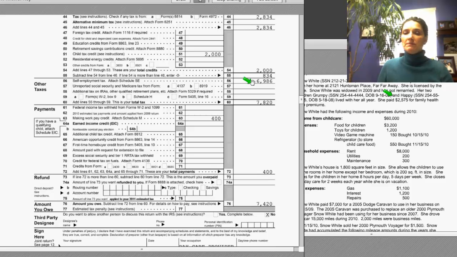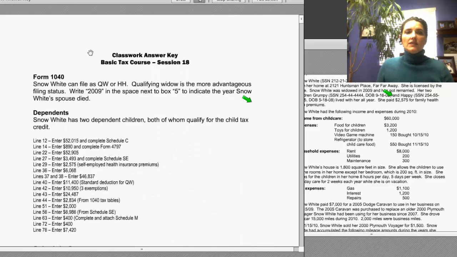And this is why self-employed people are supposed to pay estimated taxes throughout the year. And there's a good number of self-employed people who understand this and are very diligent getting those estimated quarterly payments out. But it's just as common for me to see self-employed people make no effort to pay estimated taxes at all during the year. They get to this big number at the end and woof, it hits them hard. So that concludes the review of the Session 18 classwork answer key.